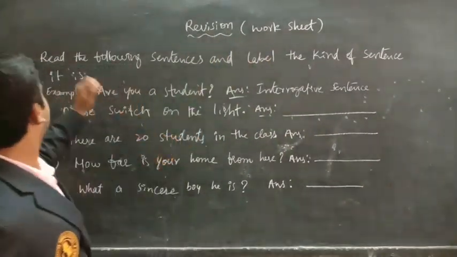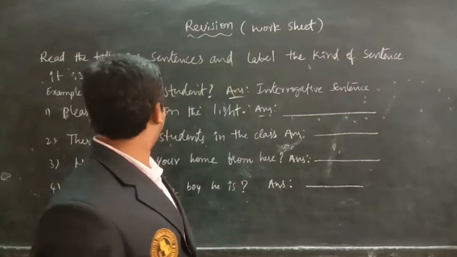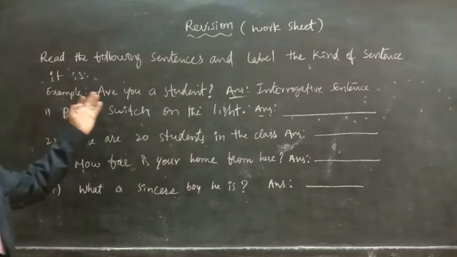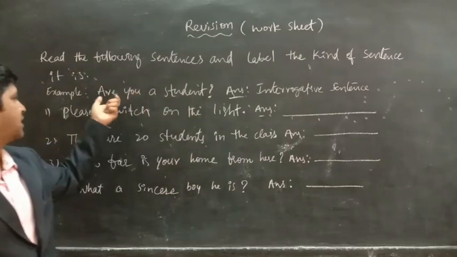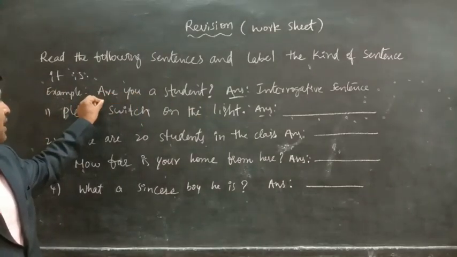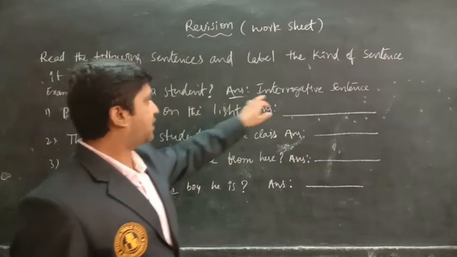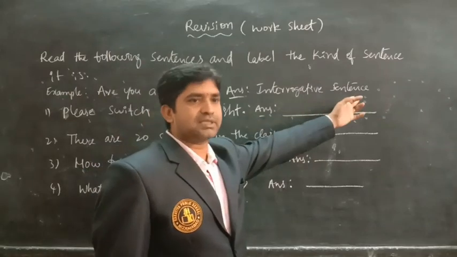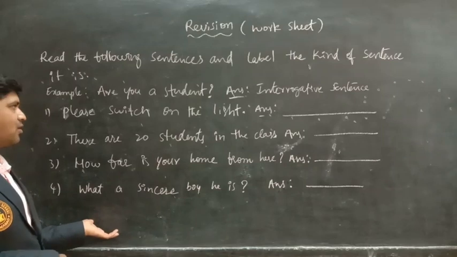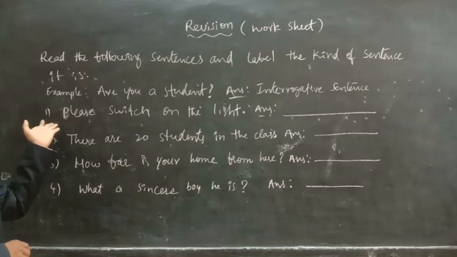Worksheet. Read the following sentences and label the kind of sentence it is. Here is an example given for you. Are you a student? This sentence begins with a helping verb, has a capital letter at the beginning and ends with a question mark. So it belongs to interrogative sentence. In the same way, read the following sentences and write down what kind of sentence it is.